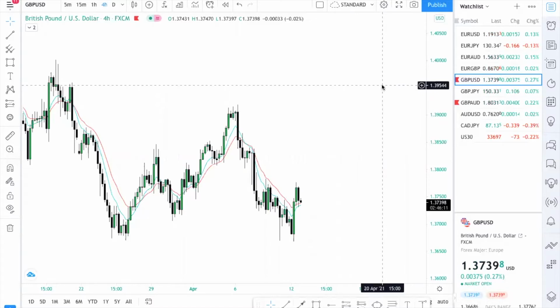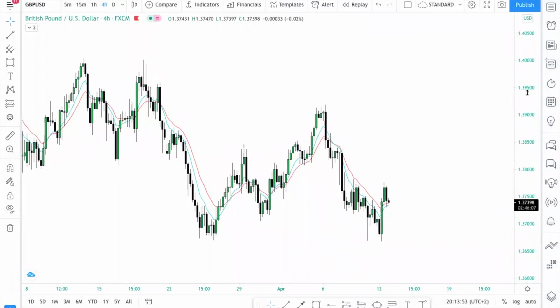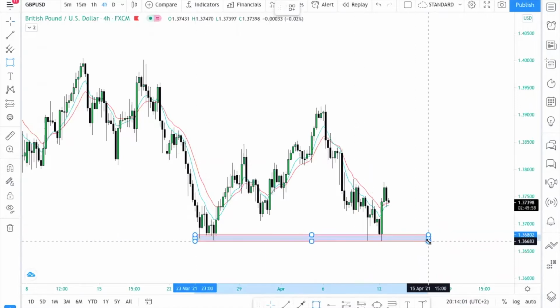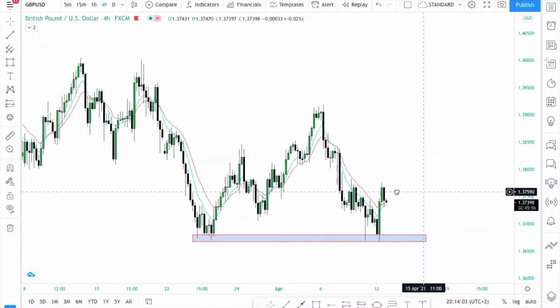As always, I'll be analyzing two pairs with you. The first pair I'm going to be analyzing with you here is GBPUSD, and then we'll move on to GBPAUD. All right, so as you can see here, we had a key area at the bottom here that price came down to.